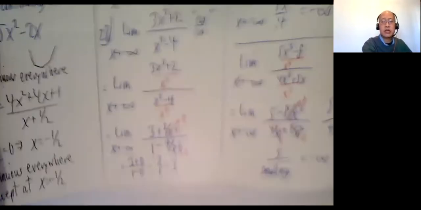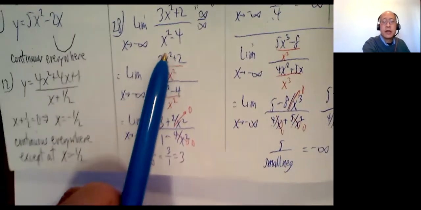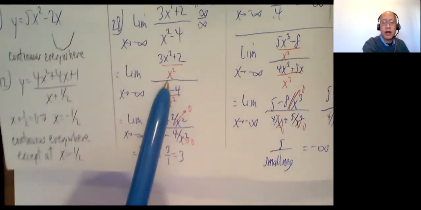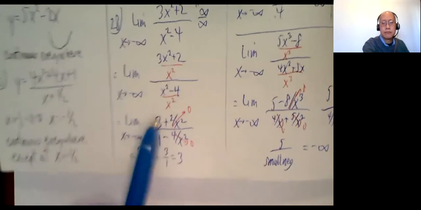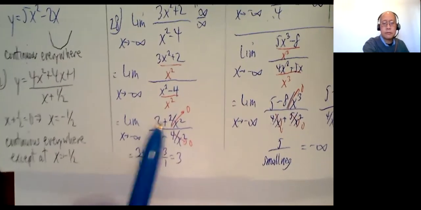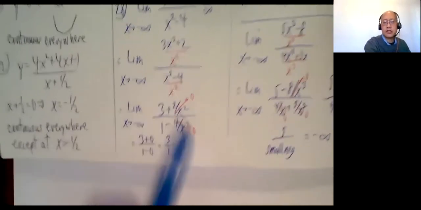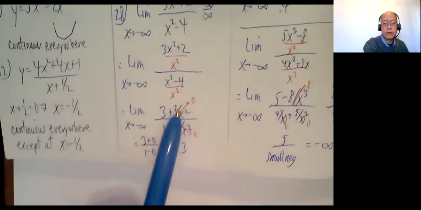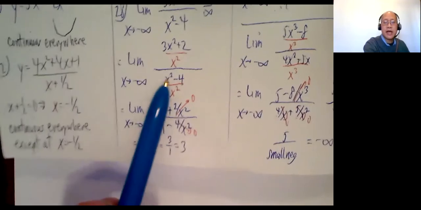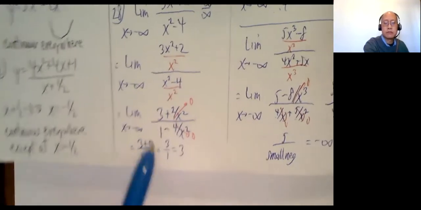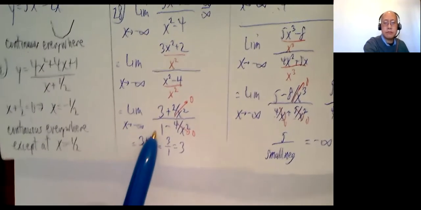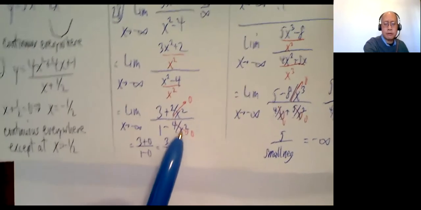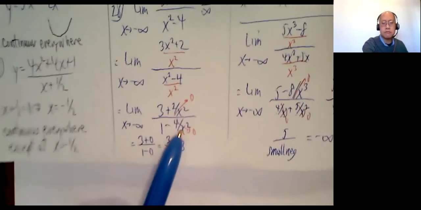Now I actually do the division. What is 3x squared divided by x squared? 3, plus 2 over x squared, leave that alone. Ignore the red temporarily. And then on the bottom, what's x squared over x squared? 1, minus 4 over x squared.